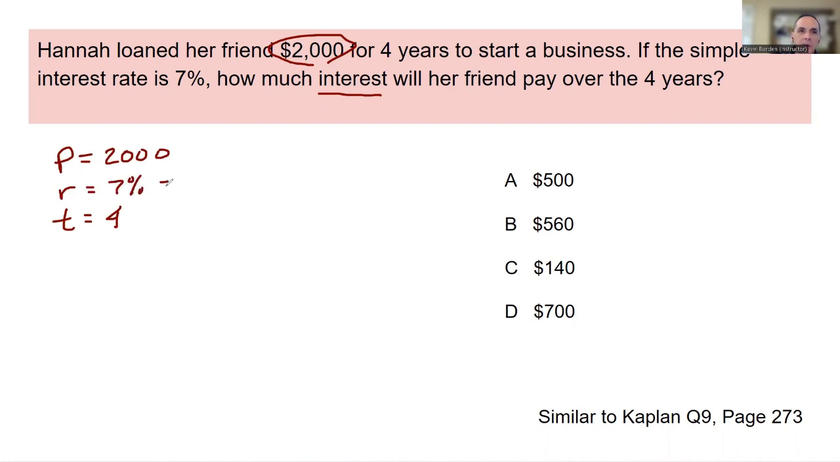And then let's convert it right away. 0.07, 7 divided by 100. How much interest? Okay, so interest equals 2,000 times 0.07 times 4. Calculator, 2,000 times 0.07 times 4. It looks like that is $560.